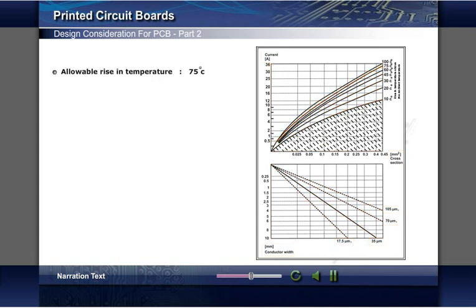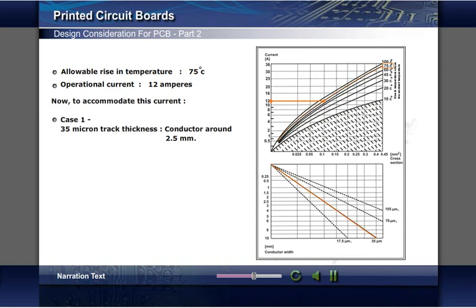Consider the allowable rise in temperature to be 75 degrees and the operational current to be 12 amperes. Now, to accommodate this heat, if 35 micron track thickness is used, the conductor width has to be around 2.5 millimeters. Or, if there is a limitation of conductor width, 70 micron track thickness can be used, and 1.5 millimeter conductor width can be used.